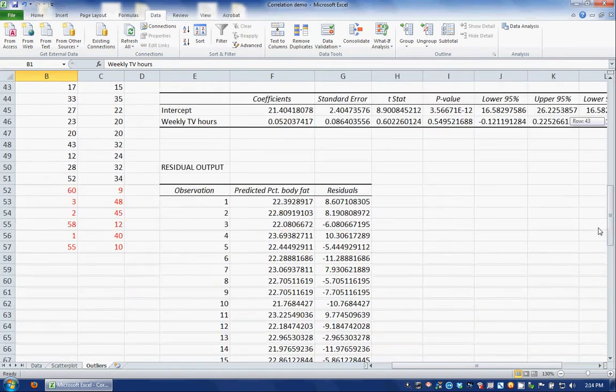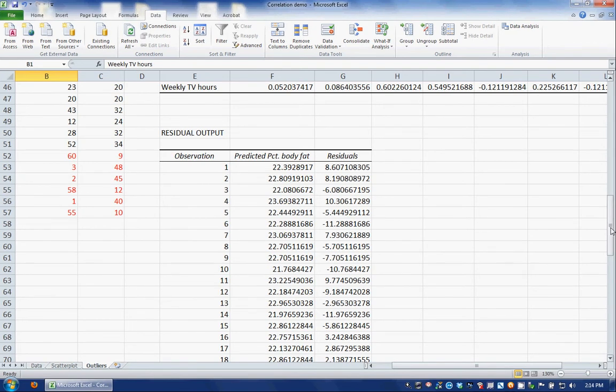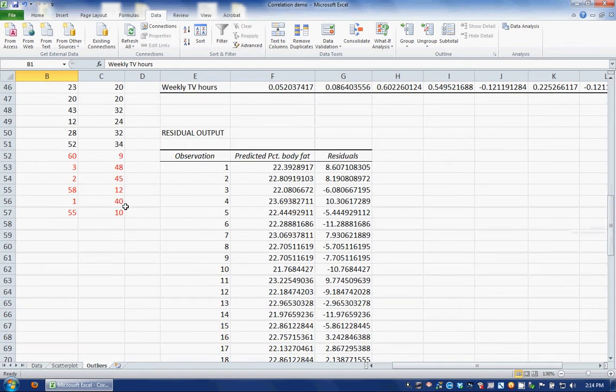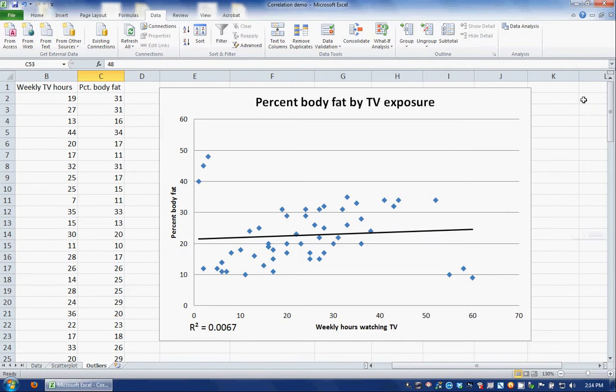What I've done here is I've added 6 cases at the end that kind of reverse the typical pattern. We have weekly hours and percentage body fat. So you have somebody watching a lot of TV, but they don't really have a very high percentage of body fat. And then here's somebody who watches very little TV, but has a pretty high percentage of body fat, and so forth. So if we add those 6 outliers, look what happens to the line.